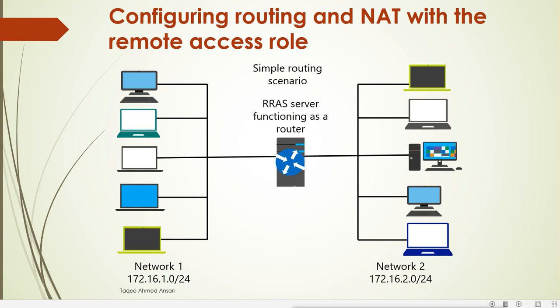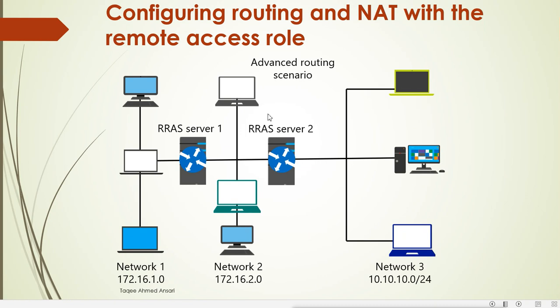Now if it is doing the simple routing, so what will the simple routing scenario do? We have our Windows Server machine which has two interfaces connected. One interface is connected to one network and the other interface is connected to another network. We will configure the routing here in our routing and remote access server, and it will connect network 1 to network 2. Then in the advanced routing scenario, we have multiple networks, for example network 1, network 2, network 3.